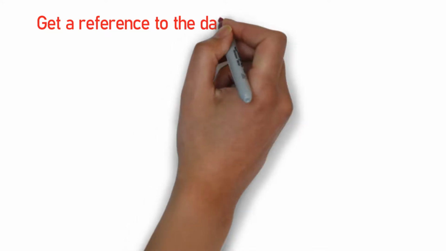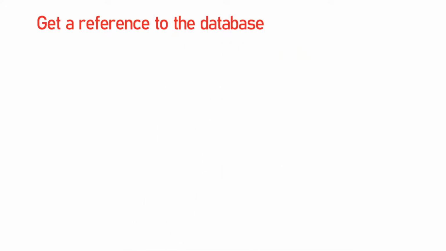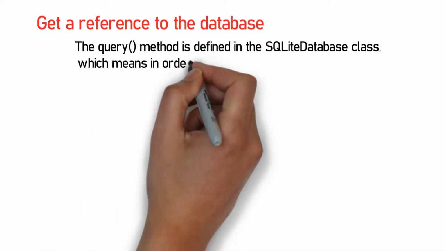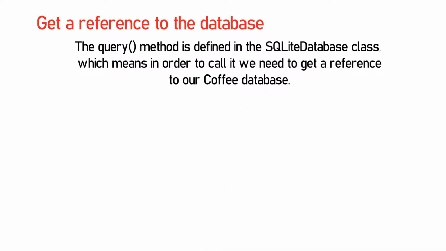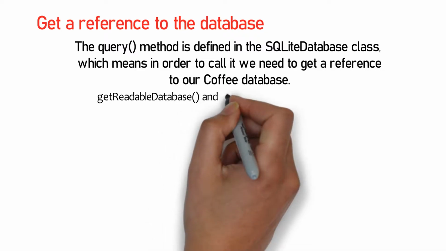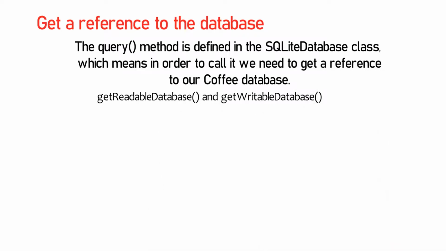Over the past few videos, we have seen how to build a query that returns a cursor. The query method is defined in the SQLiteDatabase class, which means in order to call it, we need to get a reference to our coffee database. The SQLiteOpenHelper class implements a couple of methods that can help us with this: getReadableDatabase and getWritableDatabase methods. Each of these methods returns an object of type SQLiteDatabase, which gives us access to the database.